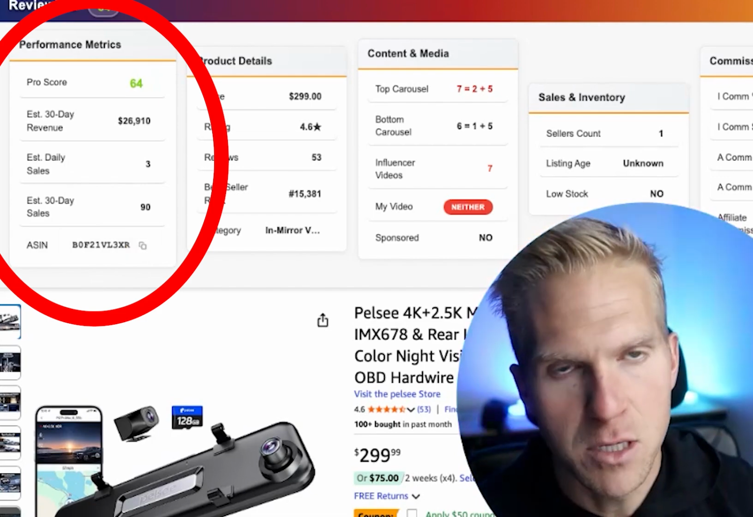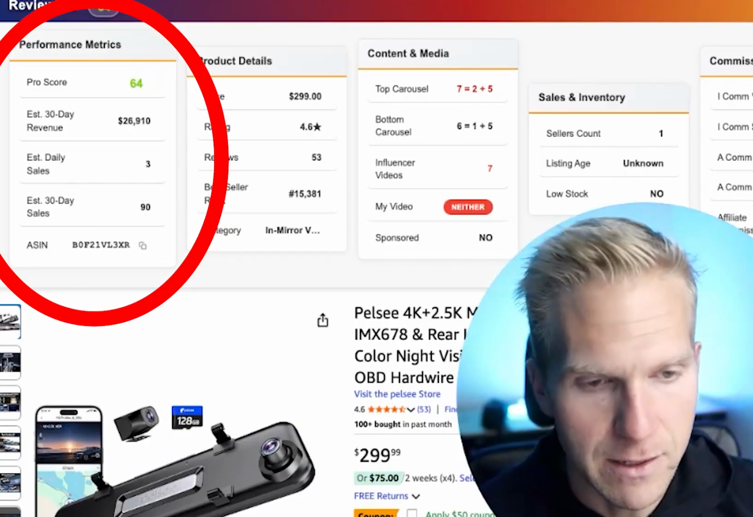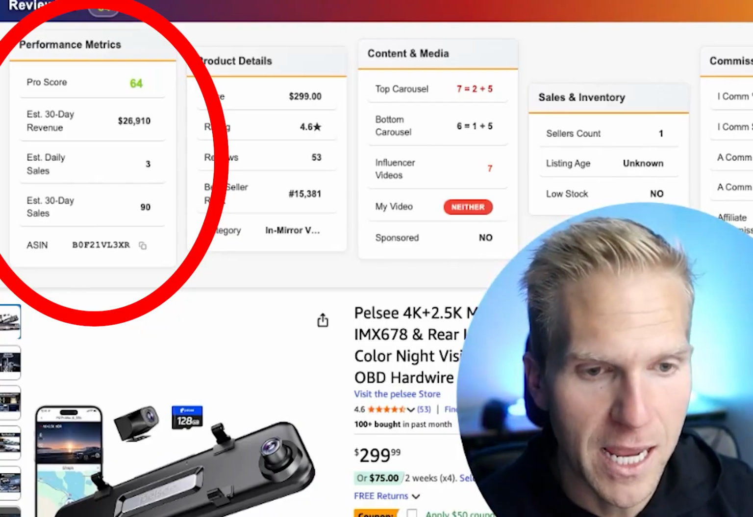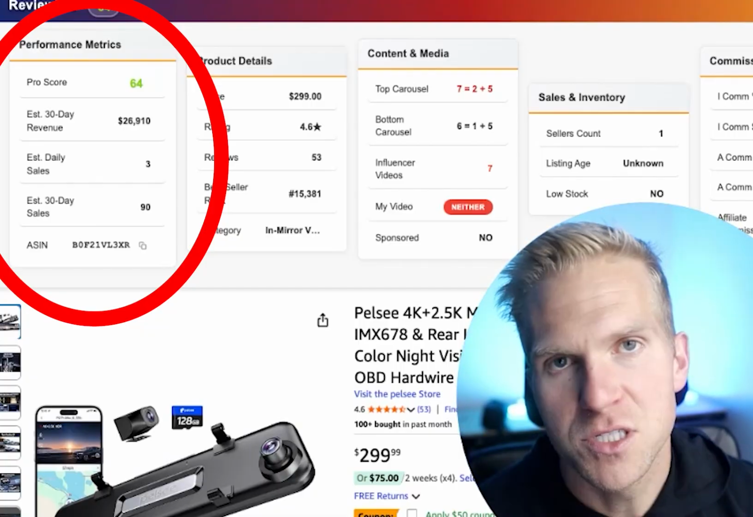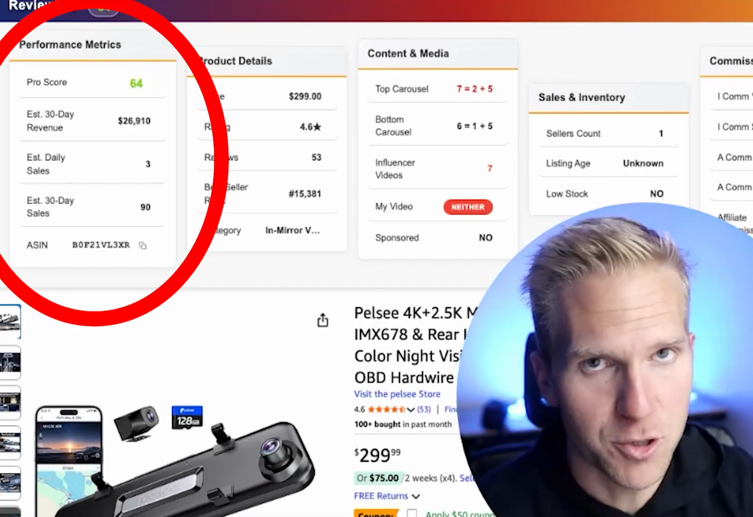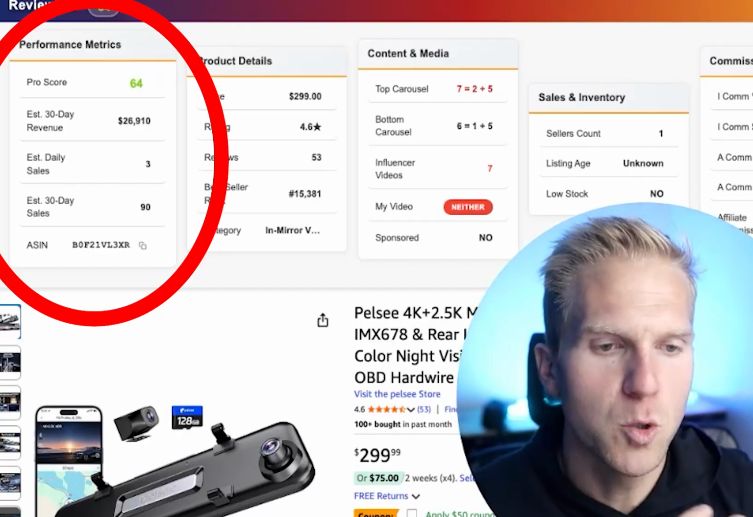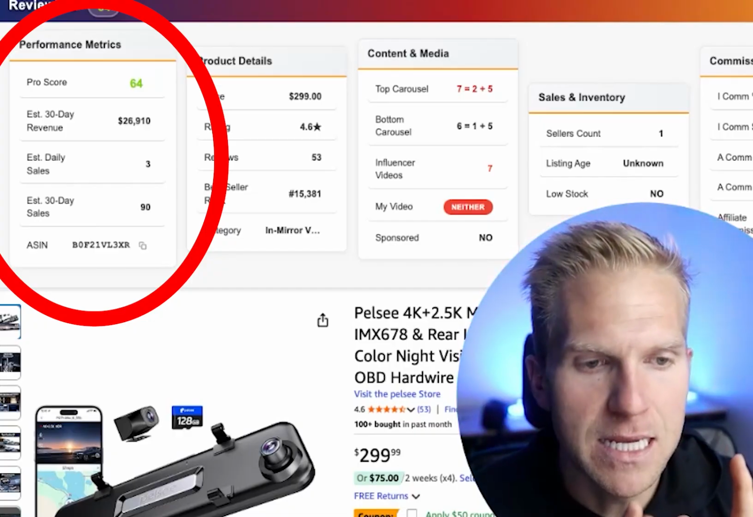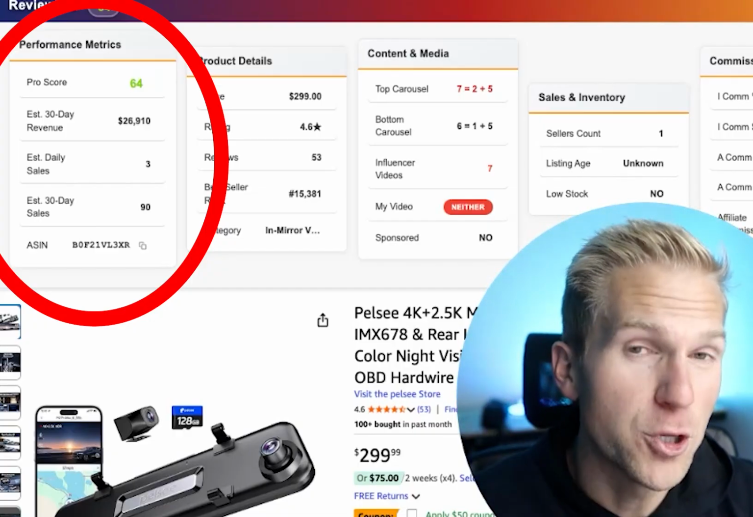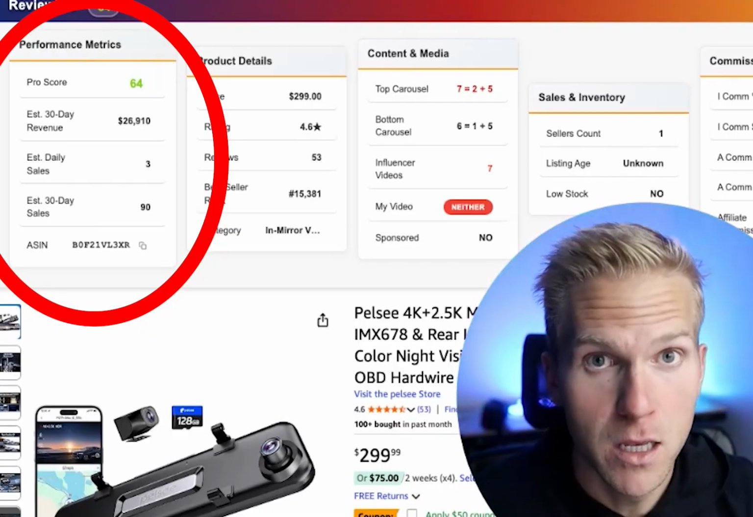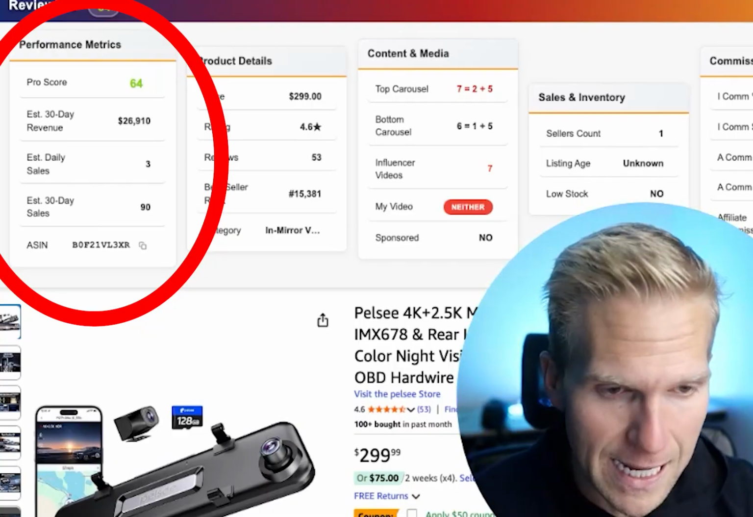Then 30-day sales is basically how many units they're selling every 30 days. Daily sales is, on average, how many sales they're making every day. 30-day revenue is essentially just the price point times the 30-day sales. And then the Pro Score. Okay, the Pro Score is going to be the best indication of success for you to earn commissions on any product with your review video on Amazon.